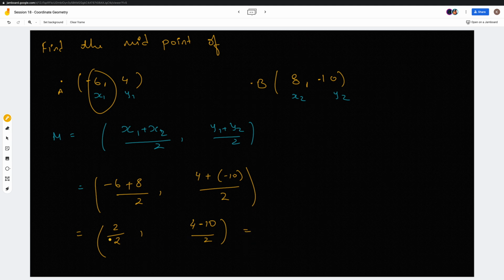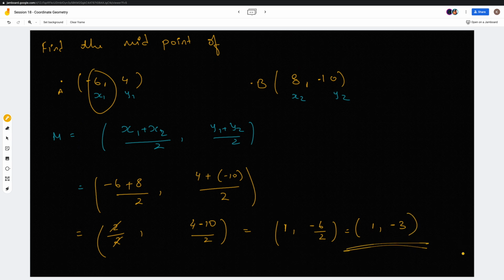This is nothing but 2 over 2. You can strike it off and then you're going to get 1, comma. What is 4 minus 10? 4 minus 10 is negative 6 divided by 2. That is 1, comma. Negative 6 divided by 2 is negative 3.